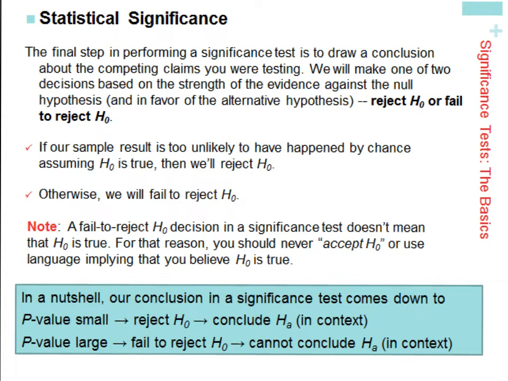If the p-value is large, we'll fail to reject, and then we'll state that basically we can't conclude that HA is true. Okay? If we're going to say that HA is true in our conclusion, we had to have said that we are rejecting H0.